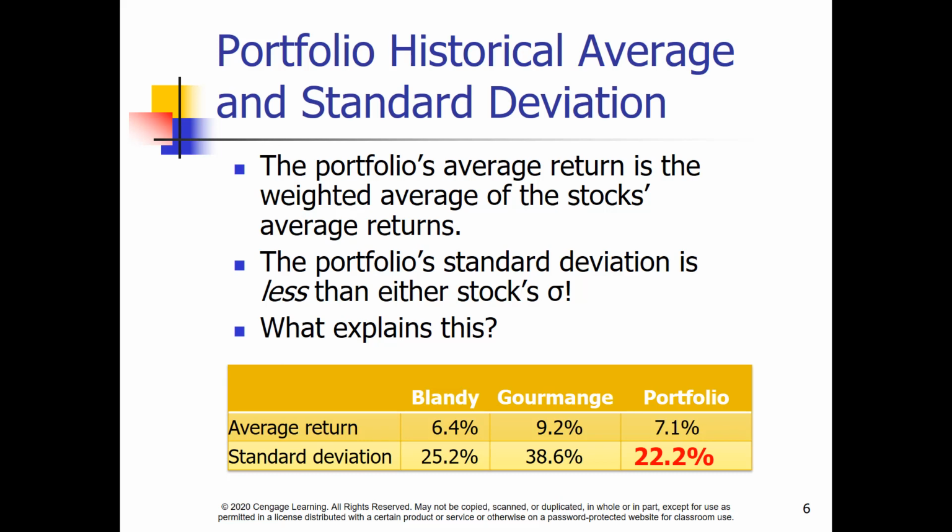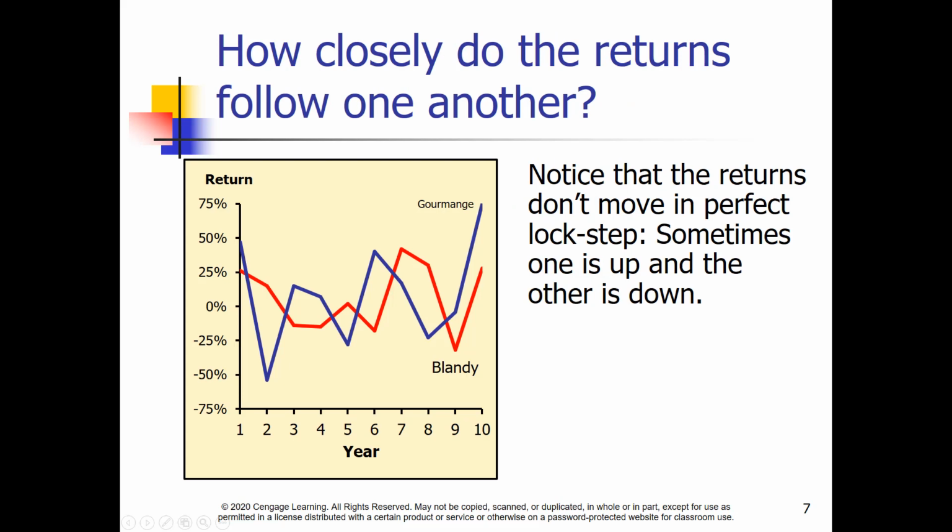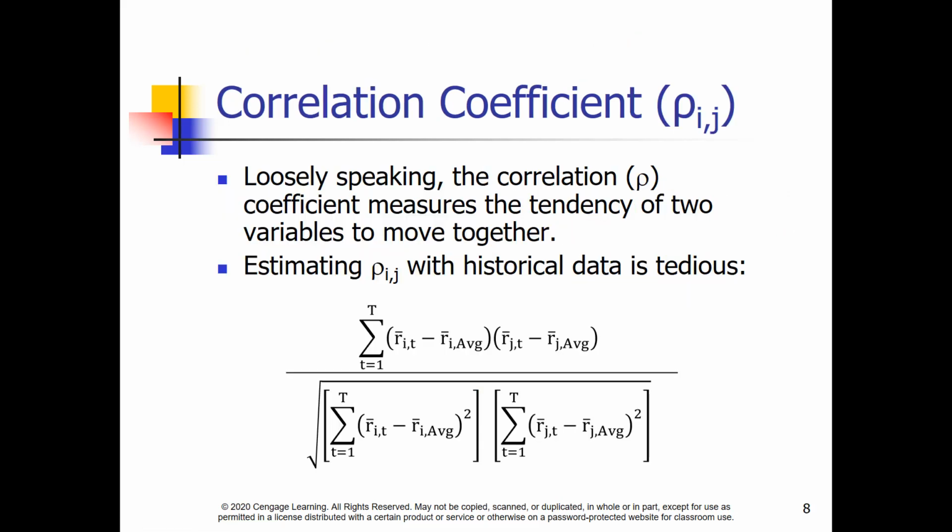Since you've already had a finance class, you probably know the answer. It's due to the counter-cyclical behavior of the returns on the two stocks seen on the previous slide. While not absolutely opposite to each other, Blandy and Gourmand move differently enough to provide diversification benefits. So how do we measure how much these two stocks move together? Using the correlation coefficient, designated by rho.